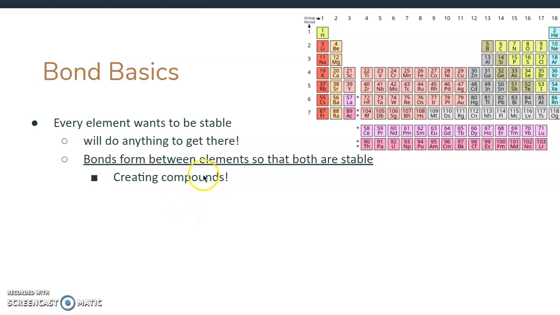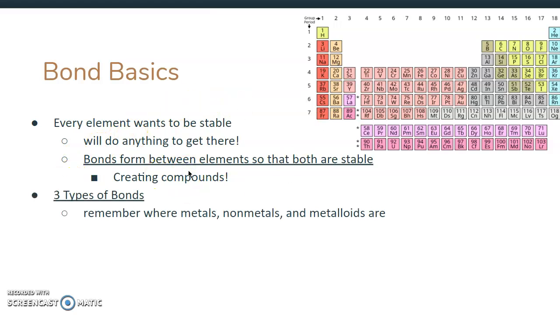So at the beginning of the year, when we learned what's the difference between an element and a compound, we said a compound was 2 or more elements chemically bonded. So these are the bonds chemically combined. These are the different bonds that can occur. So we have 3 types.